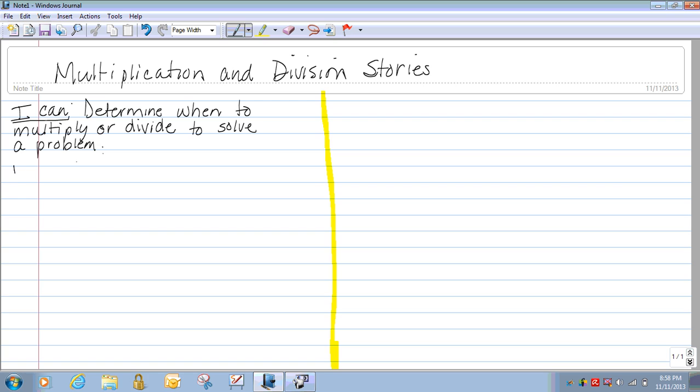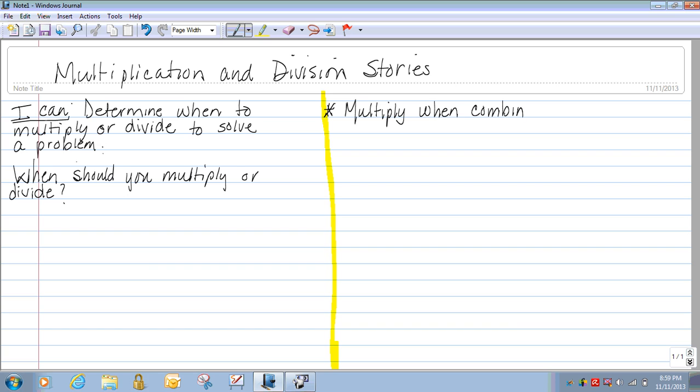Well, the question is, when should you multiply or divide? Guess what? I have an answer. You should multiply when combining. Combining means to what? Bring together. Equal parts. Remember, they must be equal parts or you cannot multiply.